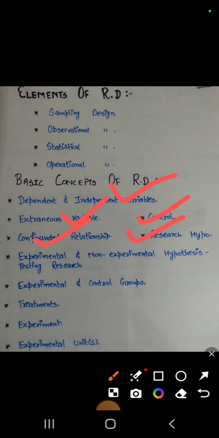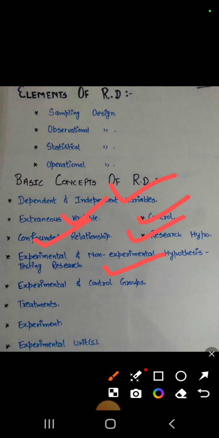Next we have research hypothesis. Research hypothesis is a predictive statement that relates an independent variable to a dependent variable and is to be tested by scientific methods. Next terminology we have experimental and non-experimental hypothesis testing research.